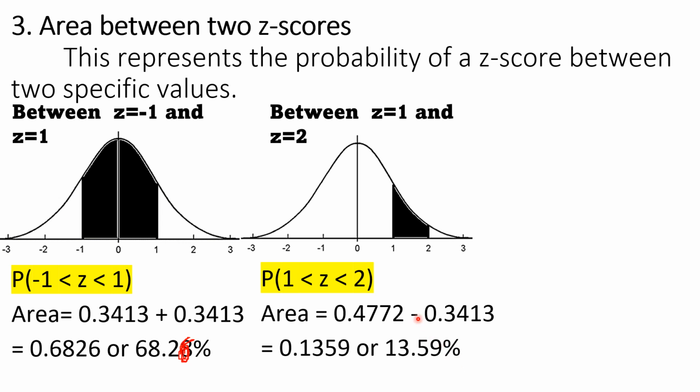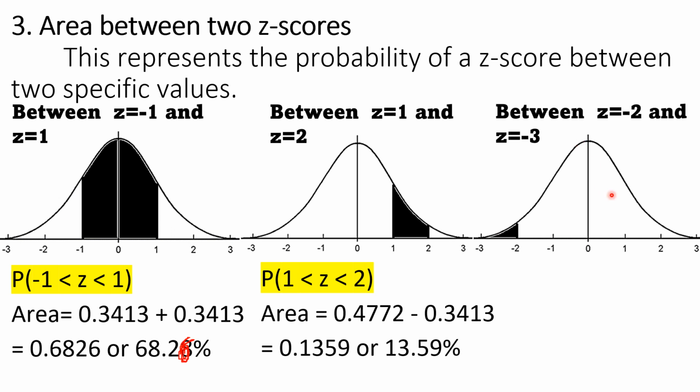So, ma'am, where did you get 0.4772 and 0.3413? Of course, I got the areas of 2 and 1 from the Z table. So, do not forget your Z table. Okay, next example. Between z equals -2 and z equals -3, what if the z-scores are both negative?